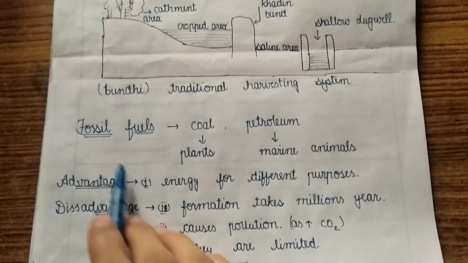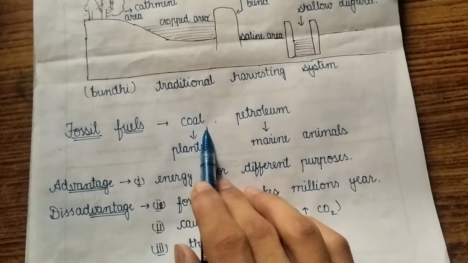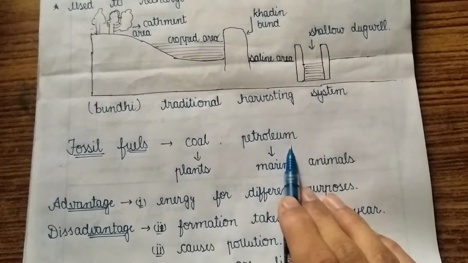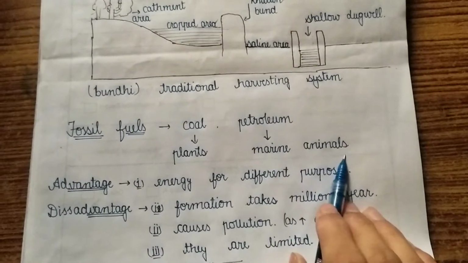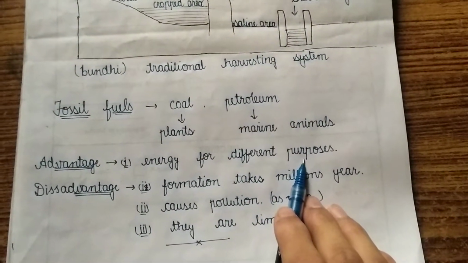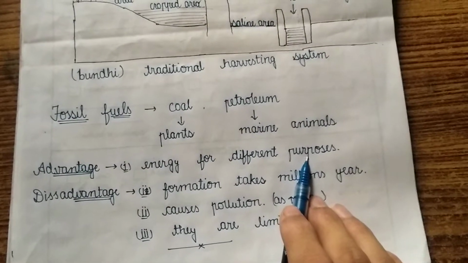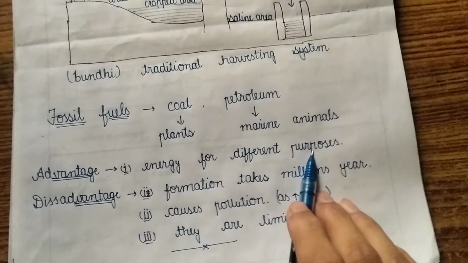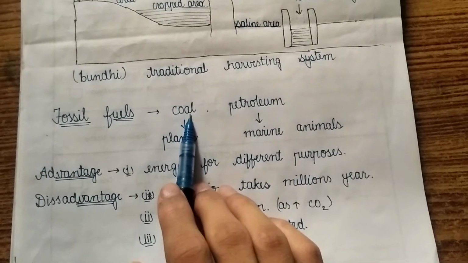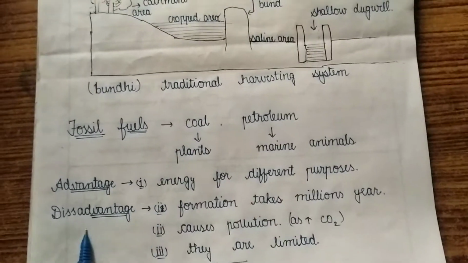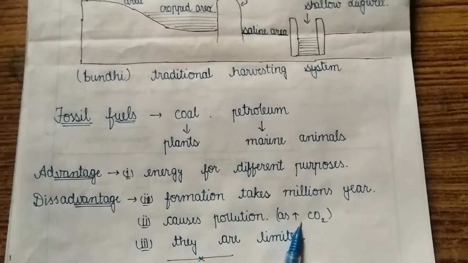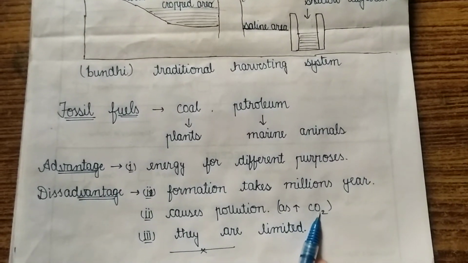Now the next is fossil fuels. They are mainly coal and petroleum. Coal is obtained from the dead remains of plants and petroleum is obtained from the dead remains of marine animals. Its advantage is that it is used as energy for different purposes. The best example is that we use it as fuel in our vehicles, and coal is still used for cooking in many parts of India. Its disadvantages: formation takes millions of years, it causes pollution as it emits CO2, that is carbon dioxide gas, and they are limited.